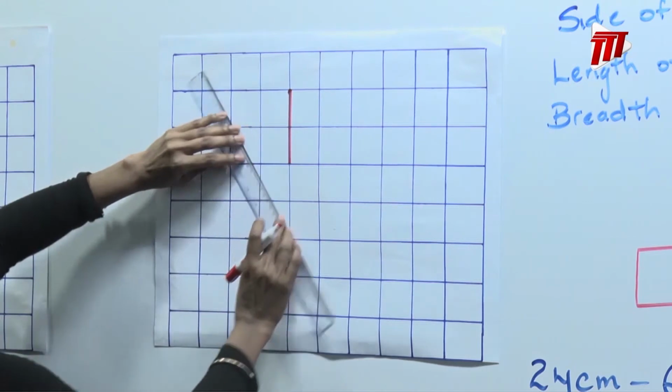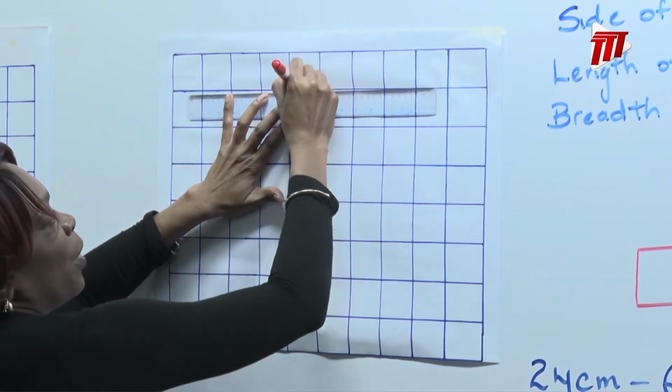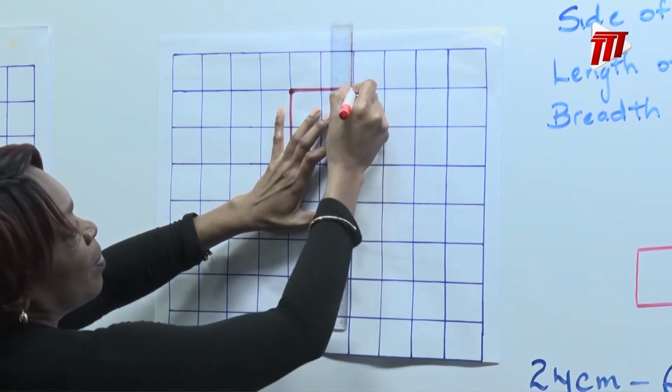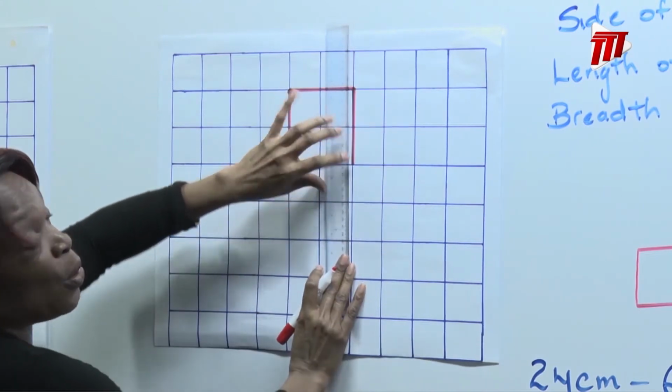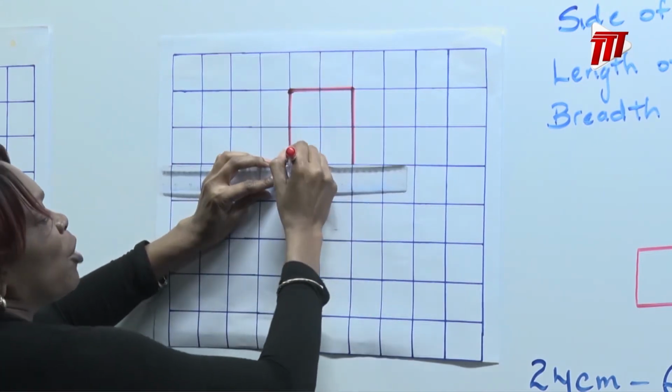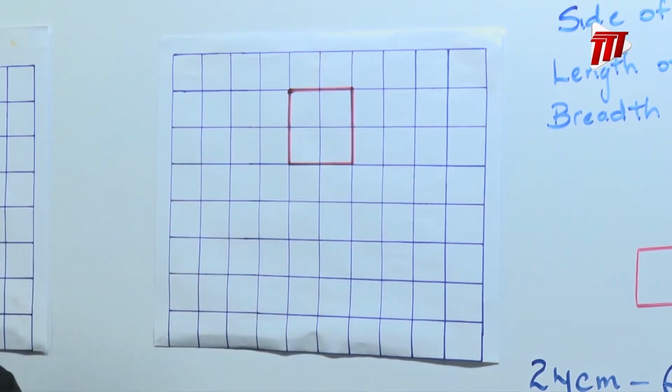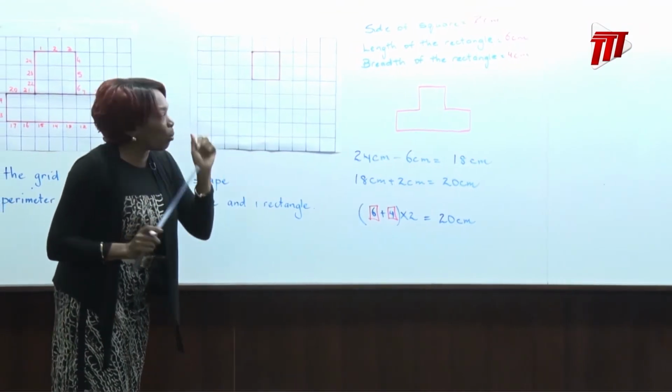One, 2. I'm drawing the length. 1, 2. 1, 2. So far, so good? I'm just going to put this here to complete the square. Now remember, this part will be attached to what? The rectangle. Let's go back now.